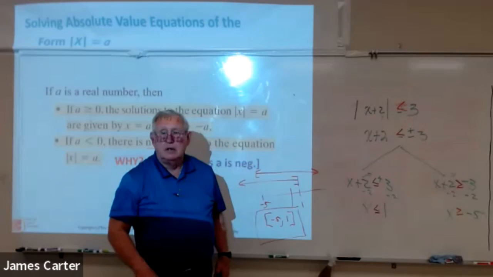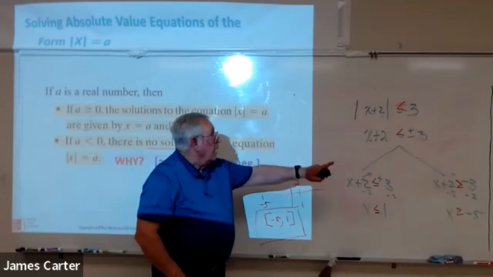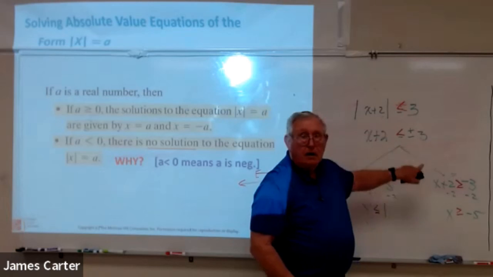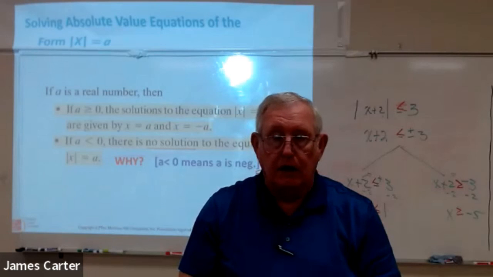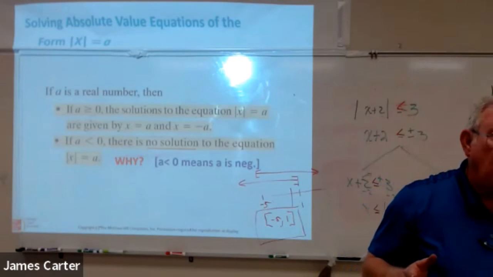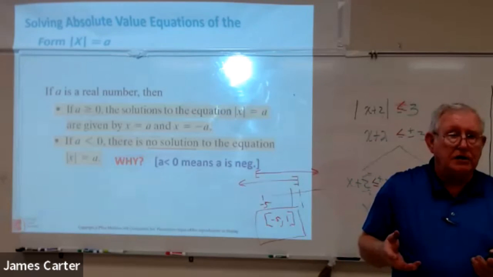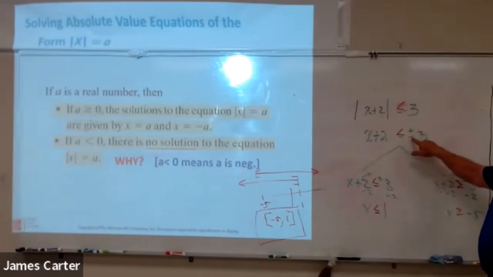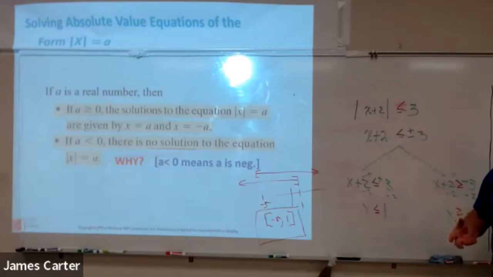Yes, could you explain again why you change the signs on the right side? I changed the signs on the negative side. You will always have to change the signs on the negative side. Later on, we're going to work some square root problems. When you take the square root of both sides, you generate a positive and negative, just like we did here. And if it's an inequality, on the negative side you will also have to flip the symbol.